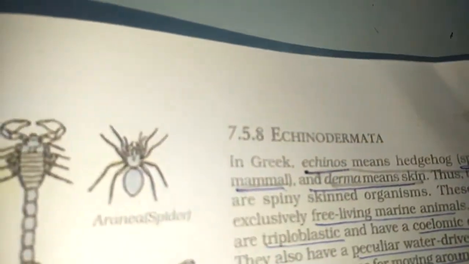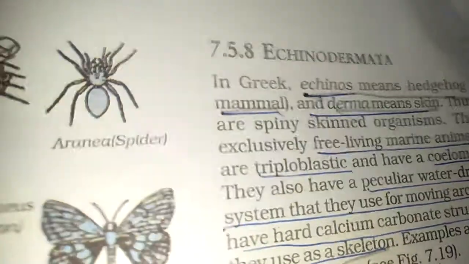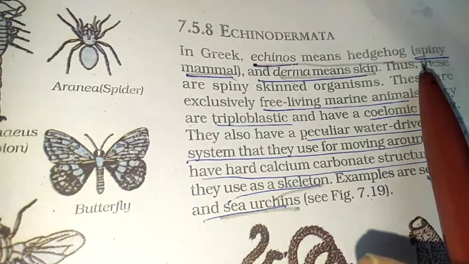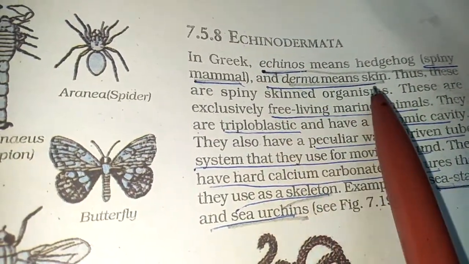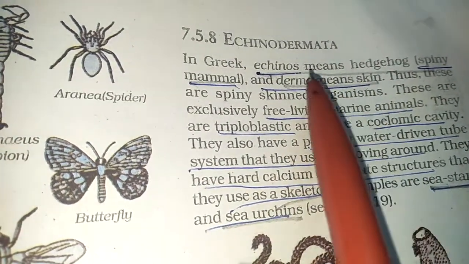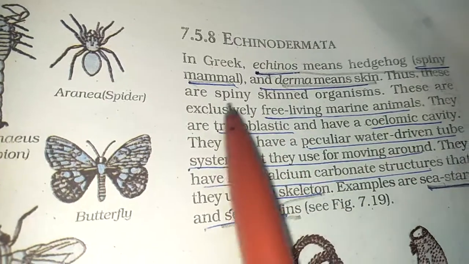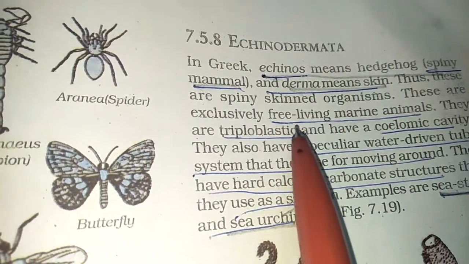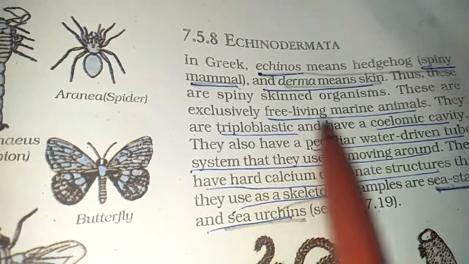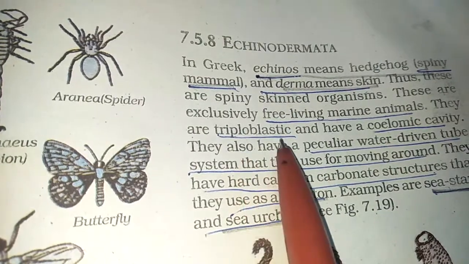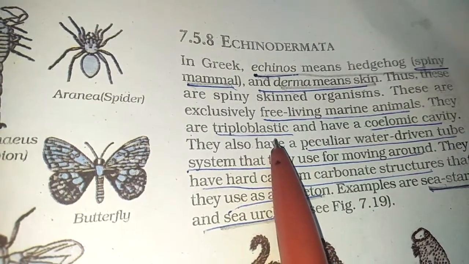Now in Greek, echinos means spiny, with spines, and derma means skin. That means the animals which have spines on their skin are known as echinodermata. So they are spiny skinned animals or organisms. They are free living marine animals, so you will find them in sea and ocean. They are triploblastic. I told you all animals now will be triploblastic.